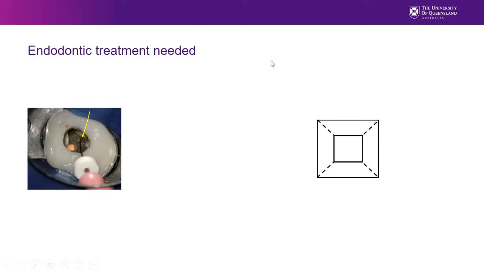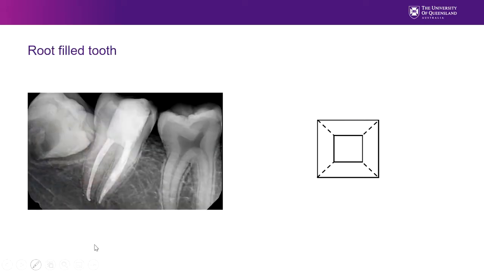If a root canal treatment is planned and needed, we simply put a triangle that has not been coloured in, empty like that, over the top of the tooth. And then one that has been root filled, so we might actually identify this with a radiograph or an X-ray, we'll put a triangle and we'll colour it in, just like we did when there was a restoration that was already existing.